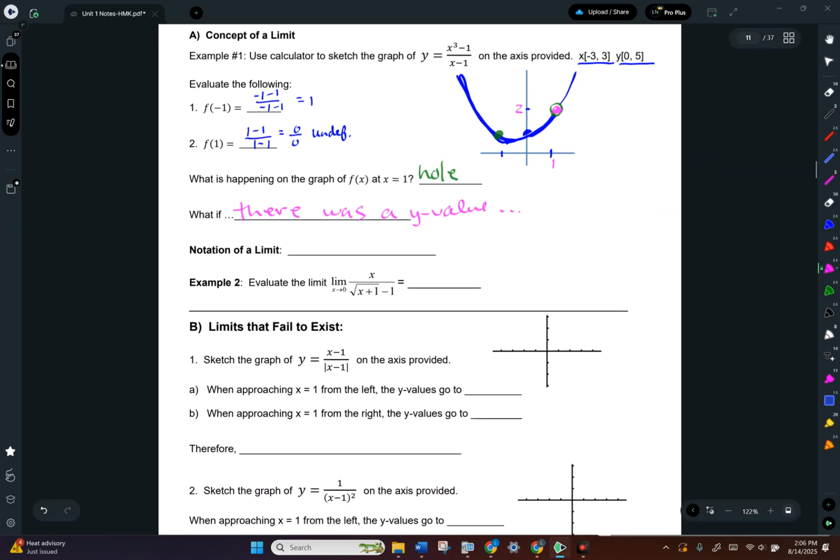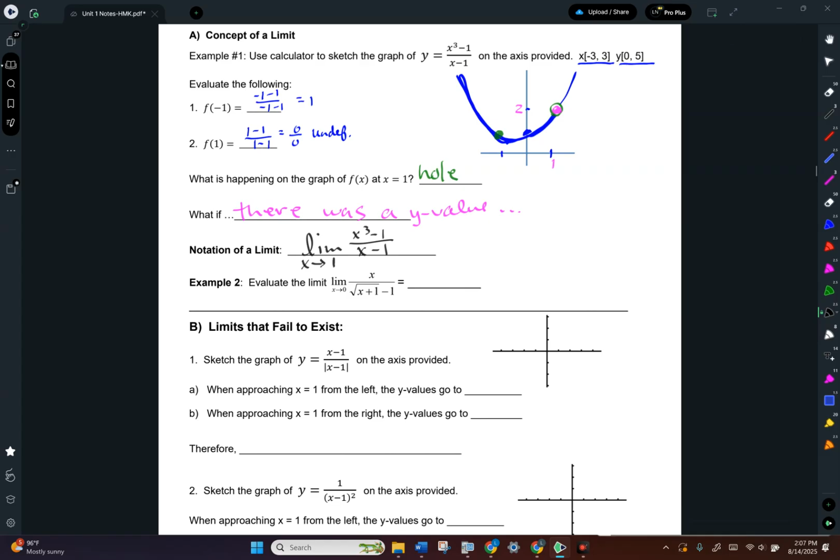Okay, and so the way we write that, the notation for a limit, we would say the limit, and we just abbreviate LIM, and then underneath, because we wanted to look at the limit when x equals 1, we're going to say as x approaches 1, so I'm reading it as I'm writing it. The limit as x approaches 1 of this function, and this function was x cubed minus 1 over x minus 1.